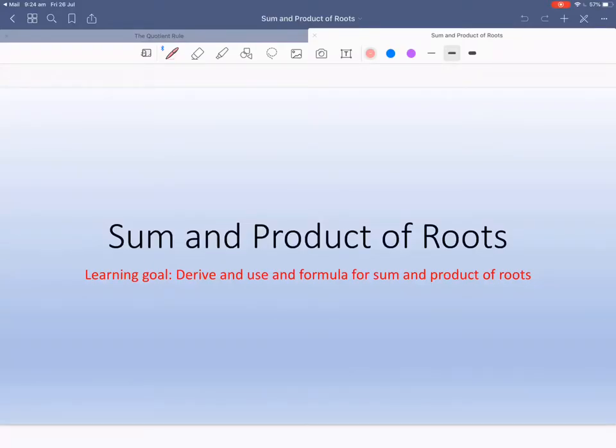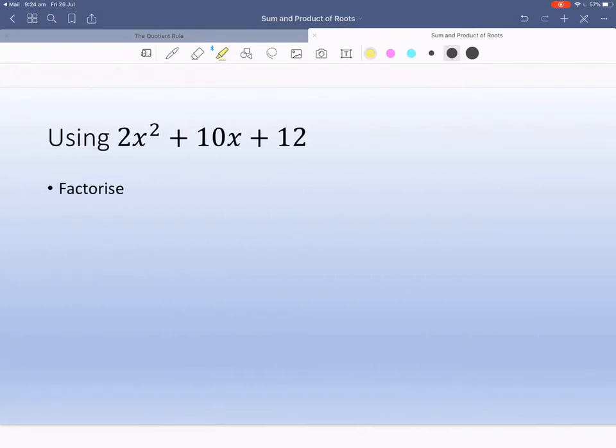In this lesson we're going to learn about the sum and product of roots. What we'll do is derive and use a formula for the sum and product of roots. What are we talking about? Well, I'm going to get straight into it.